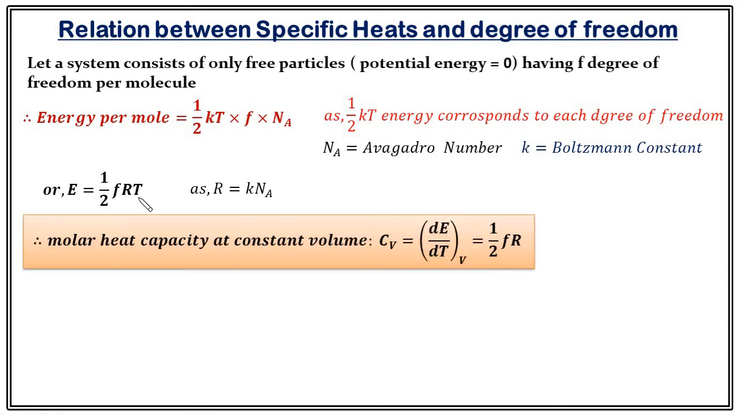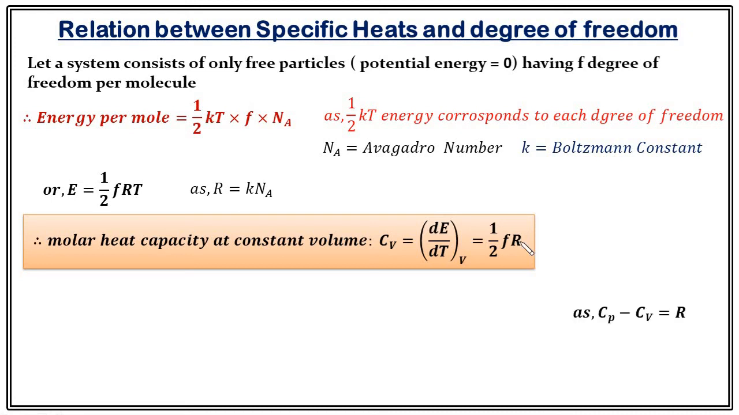Now what will be the molar heat capacity at constant volume? The molar heat capacity will be dE/dT. Why molar? Because this energy is per mole, therefore the specific heat will be molar. So molar heat capacity at constant volume will be dE/dT at constant volume. And if you differentiate this equation with respect to T, you will get half FR. So this is the specific heat at constant volume.